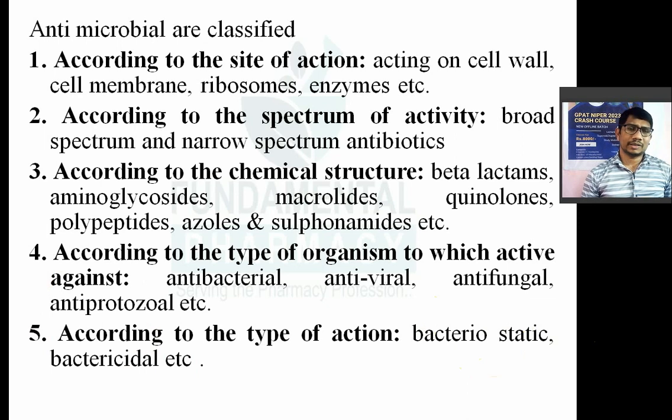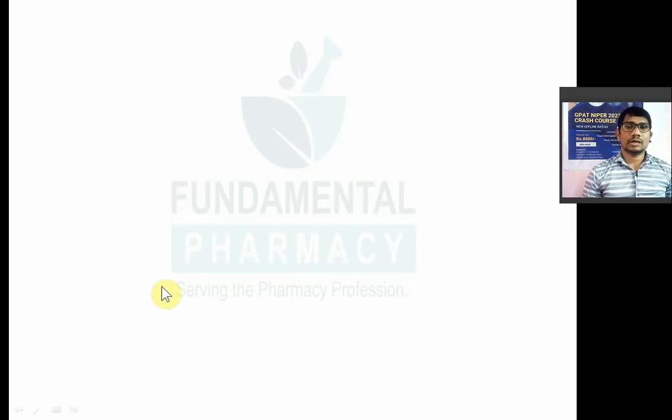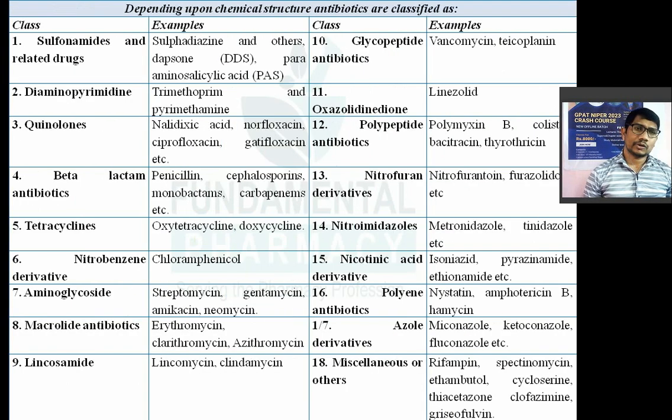There are different ways to classify the antibiotics: according to the site of action, according to the spectrum of activity, according to the chemical structure, according to the type of microorganism, according to the type of action. Okay, now we'll see the classification of antibiotics according to the chemical structure. Depending on the chemical structure, antibiotics are classified in different ways.